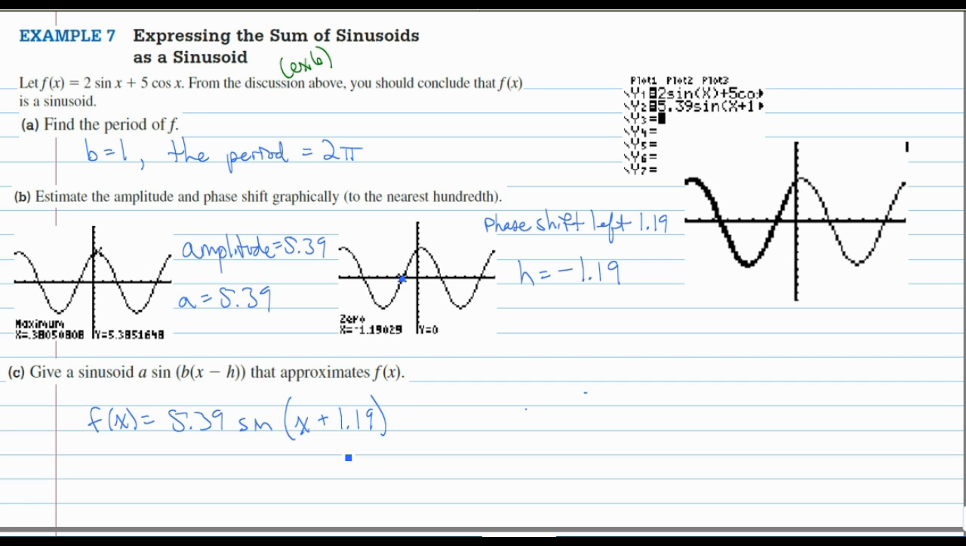X minus h, well, I'm subtracting negative 1.19. Horizontals are weird. So just to double check myself, I graphed my original function, the two sinusoids being summed together, and then I graphed the one that I developed in Y2, made it dark so I could see it graph over the top of the first one. So I did this correctly.